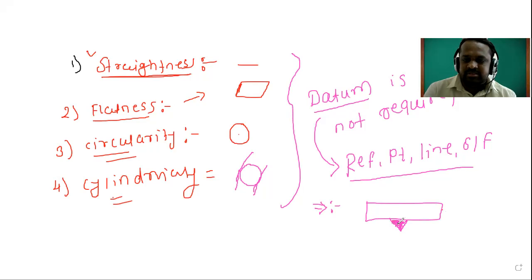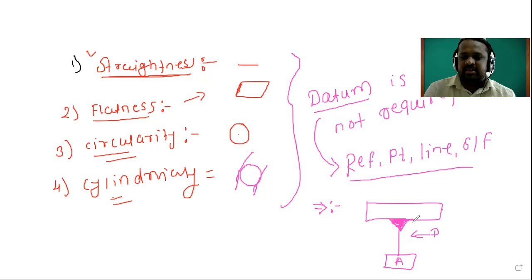Okay, see, this is the inverted triangle. And here we have to write one letter, E. E means, see, it is called the datum. Datum means reference point.